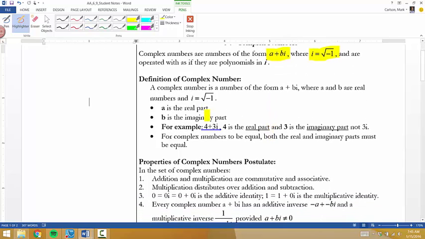So let's begin with the definition of complex numbers. A complex number is a number of the form a plus bi. Notice how we have a first and then bi second. a and b are real numbers, and i is that imaginary number, which is the square root of -1. We say a is the real part and b is the imaginary part. For example, in 4 plus 3i, we would say that 4 is the real part and 3 is the imaginary part, not 3i.